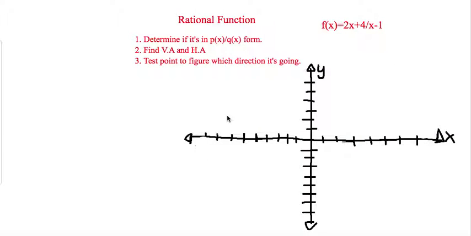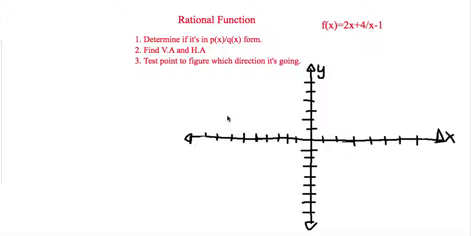We're going to continue with rational functions, but our new function is f of x equals (2x plus 4) over (x minus 1). So there are 3 steps we have to follow in order to graph a rational function. We have to determine if it's p of x over q of x, which is true because (2x plus 4) over (x minus 1) is in fraction form. And then we have to find the VA and the HA, and then we have to test a point to figure out which direction it's going.